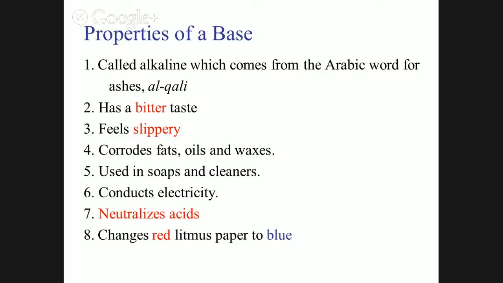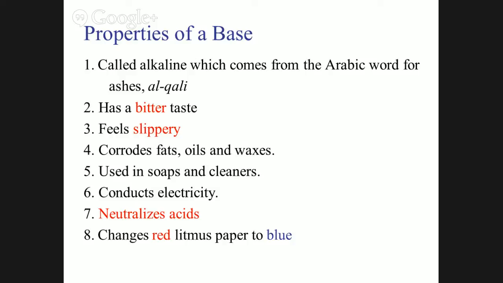Properties of bases. Bases come from the Arabic word al-qali. It sounds a little bit familiar. Remember our first two groups on the periodic table, the alkali metals, column 1, and the alkaline earth metals, column 2. In fact, the alkaline earth metals were often first discovered because they were still left behind after a fire, and the ashes, bones found in the ashes, if the fire wasn't hot enough to burn up the bones as well. Bases have a bitter taste, so a little bit different from the acids.